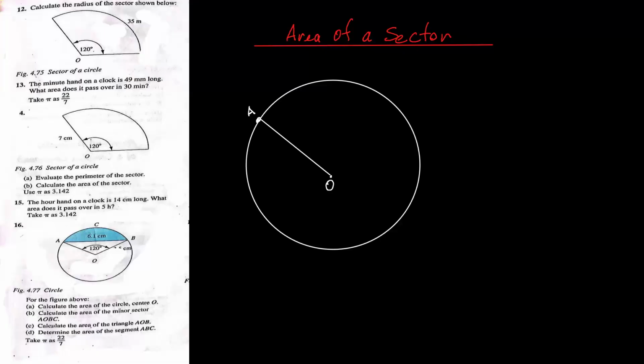So what's this line called, Deandra? Deandra, you hearing me? All right, so I can't wait on Deandra. Anybody tell me, from O to A is called the radius. The radius. Thank you.